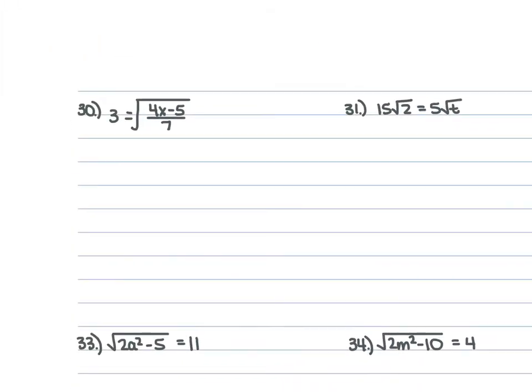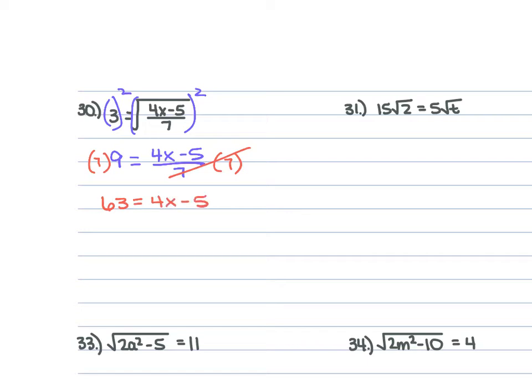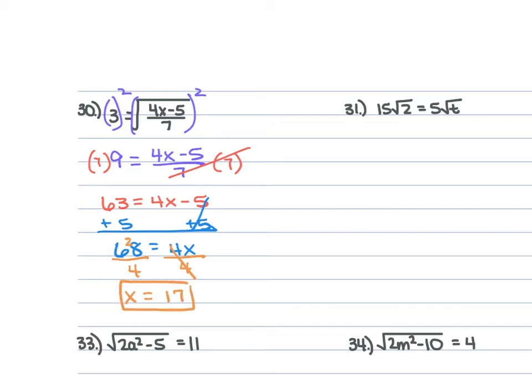For 30, we have 3 is equal to the square root of (4x - 5)/7. Radical is isolated, square both sides. So 9 is equal to (4x - 5)/7. Multiply each side by the 7 to get 63 is equal to 4x - 5. Add the 5 to both sides. We have 68 is equal to 4x. Then we're going to divide by 4. We have x is equal to, 4 goes into 6 once with 2 left over, 4 goes into 28 7 times. So x is equal to 17.